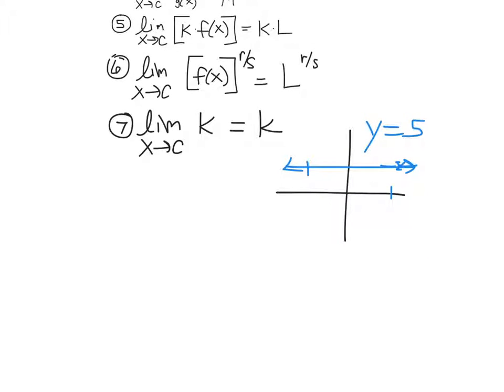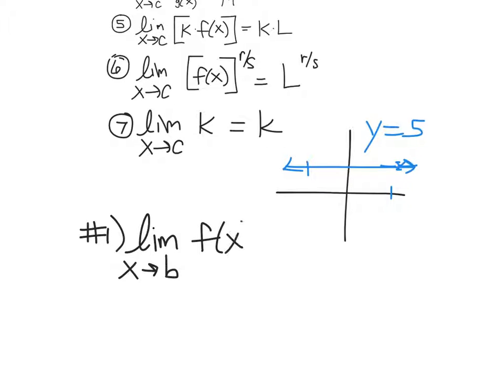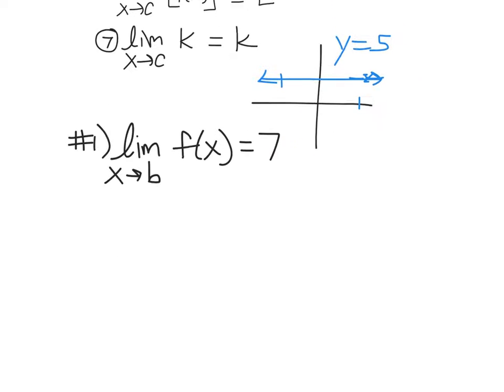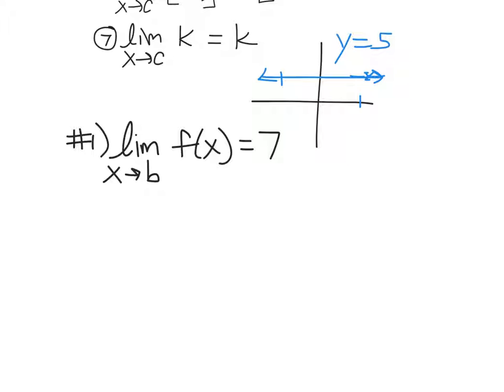All right, so let's do one. I'll show you what you're going to get. You're going to get something like this on your quiz on Friday. So here we go. Number 1. They're going to give you the limit. We don't know what this function is. It could be anything, okay? It could be a piecewise, it could be a polynomial, who knows? But we're given that the limit as x goes to b for f of x is equal to 7.